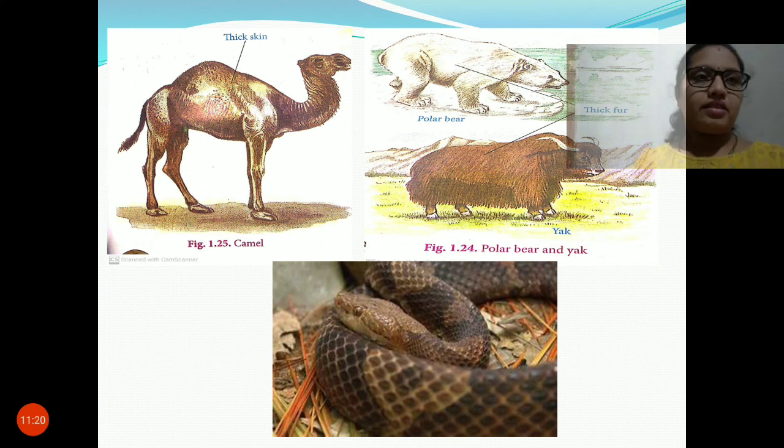But in case of camel, camel lives in a desert, very hot. The weather will be very hot. It needs to protect from the sunlight, so it has a thick skin. It will protect the camel from the heat of the sun. Next, snakes. The scale-like structure you can observe on the skin. This will help the snake to avoid the dryness of skin.